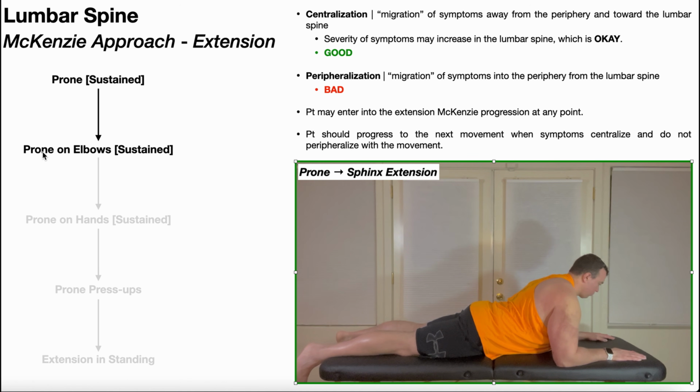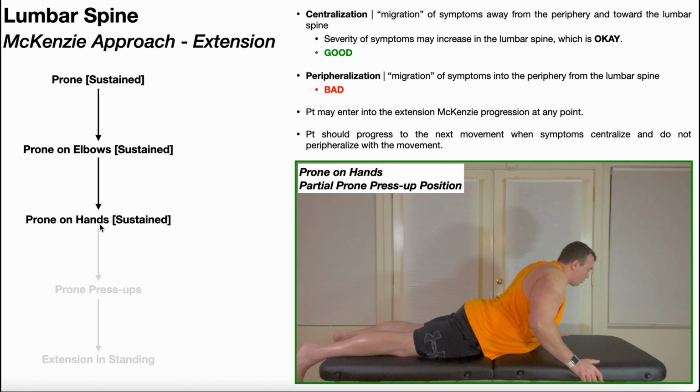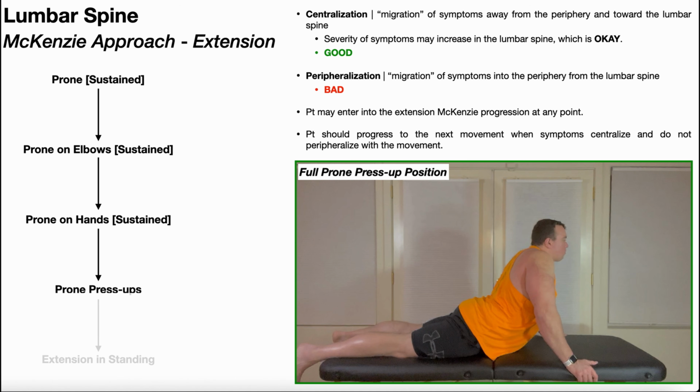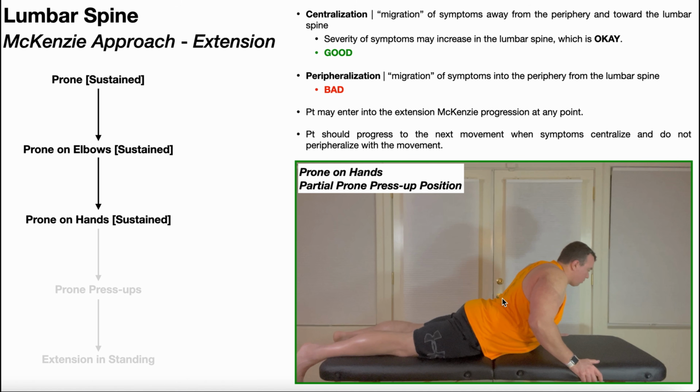Now, assuming the patient's symptoms centralize here, and they can tolerate it, we can then progress to the prone on hands position and just hold this. Now, the prone on hands that I'm talking about here is really a partial prone press-up position. Partial in the sense that we're not pushing fully through the elbows. Notice the elbows are not in full extension. If I were to push up all the way into full extension, which we'll see in just a minute, like that, notice I get an even greater lumbar lordotic curvature, more lumbar extension. That might be too intense for people. So we want to dial it back and do a partial prone press-up position. Okay. Notice in this position, my hips are still in contact with the table. It's not a full push-up.